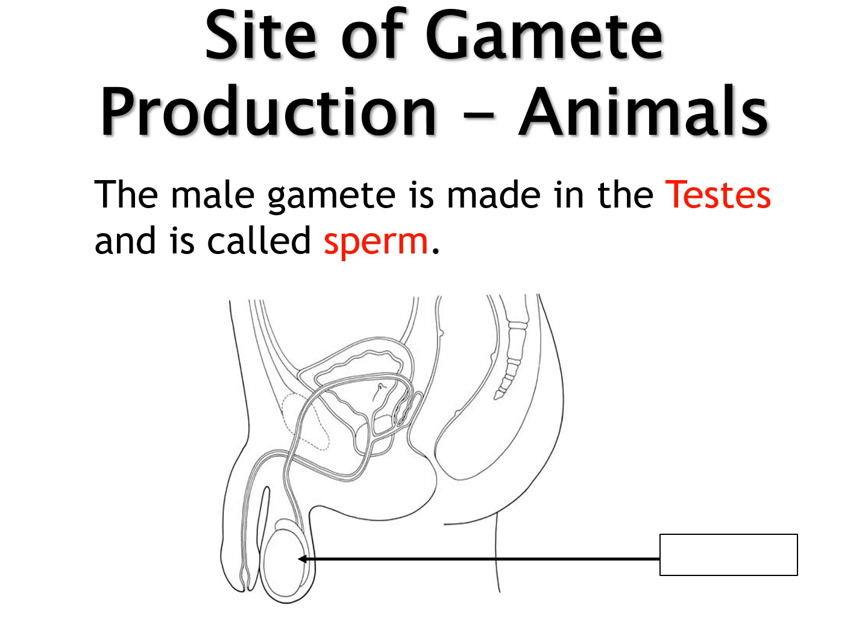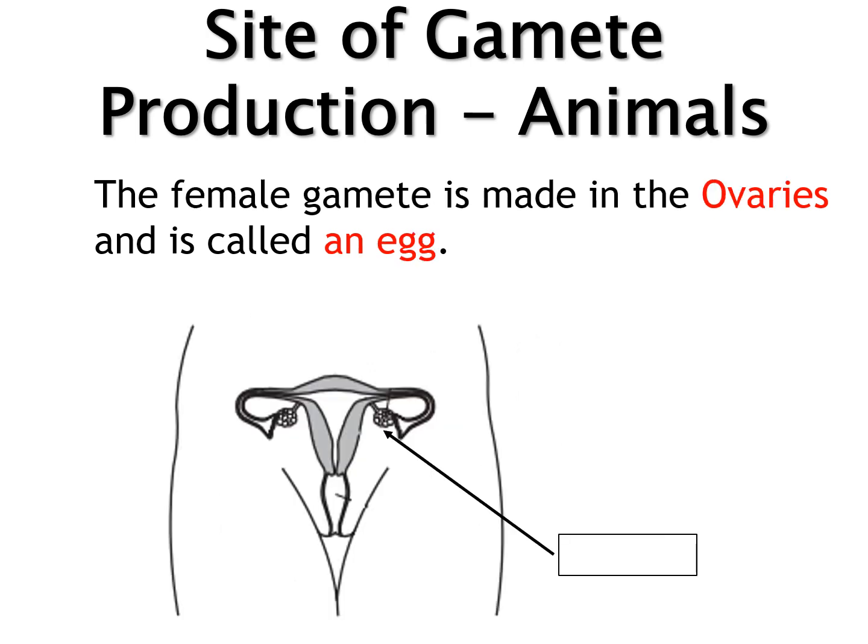While plants can produce both male and female gametes in the same organism, animals require males and females to produce the male and female gametes. The male gamete is called a sperm cell, and it's made in the testes, labelled in this slide. The female gamete is called an egg cell, and is produced in the ovaries, and again you can see this labelled here.